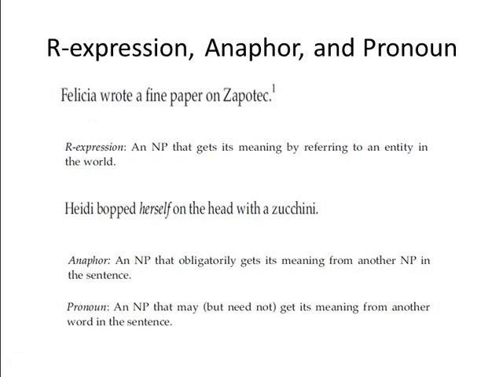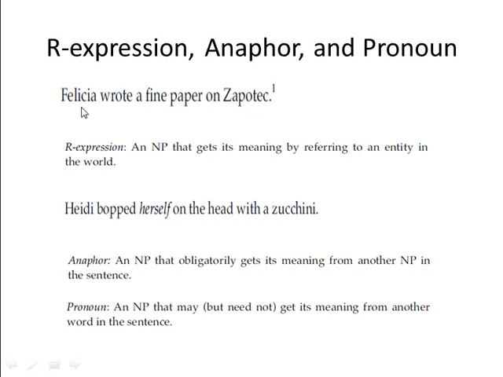Here we have R-expressions, anaphor and pronoun. Okay, let's have a look at this example. Felicia wrote a fine paper on Zapotec. So from this sentence, we have the noun phrase Felicia, which is a name, and when you write this sentence, it seems that you assume someone else you are writing to knows who Felicia is. Jadi ketika kita menuliskan kalimat seperti ini, diasumsikan bahwa kita tahu yang kita ajak berbicara atau pembaca dari tulisan kita itu tahu siapa Felicia.